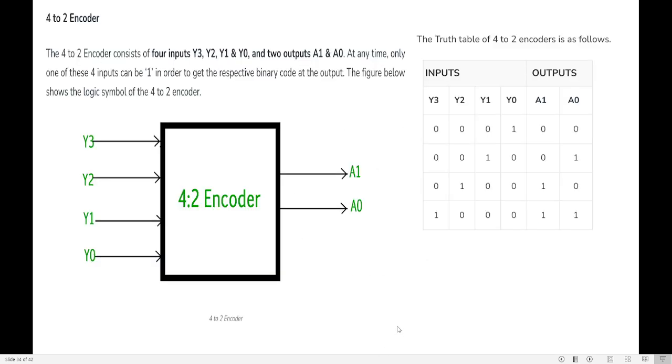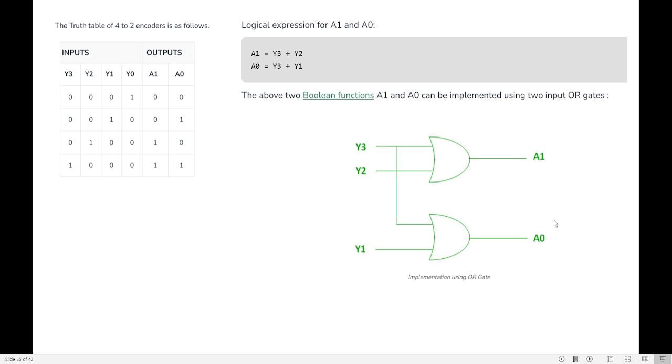To design a 4 to 2 encoder, first you need to write what an encoder is. Then you need to tell how many inputs and how many outputs the encoder has. One important point is you need to mention that at any point of time only one of these four inputs can be one. If Y0 is 1, the output is 0, 0. If Y1 is 1, it is 0, 1. This is how you need to fill the truth table. After filling the truth table, write the logic expression for A1 and A0 and finally finish with your logic diagram.